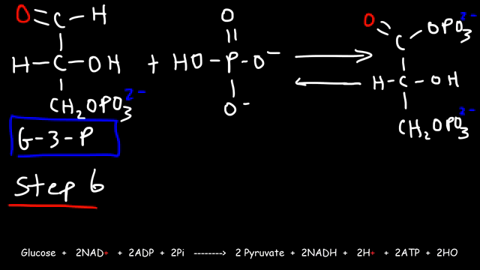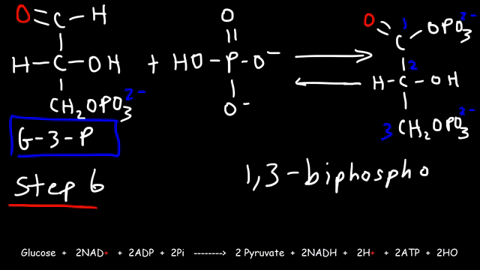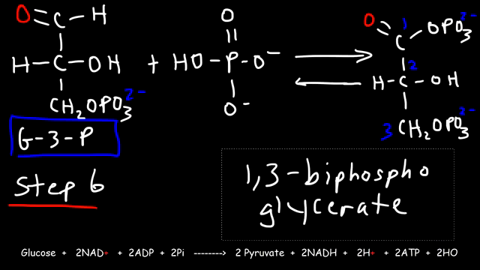Now we also have 2 phosphate groups attached to this molecule. We have a phosphate on carbon 1 and on carbon 3. So to put that all together, it's going to be called 1,3-bisphosphoglycerate due to the carboxylate group that we have at the end. And bi means 2. So that's the name for the product.